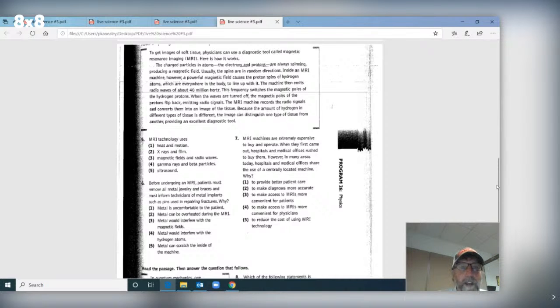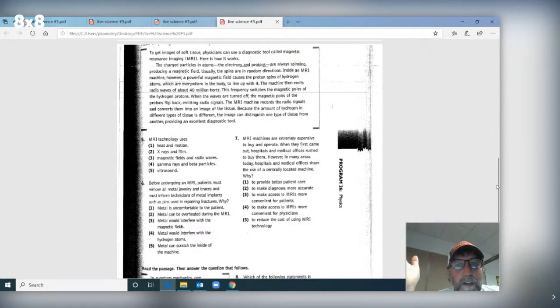So, MRI technology. What does it use? Okay. If you just look at that paragraph, basically it talks about radio waves and magnetic fields. Number one says heat and motion. Heat and motion aren't even mentioned in there. Emotion is a little bit, but not heat.